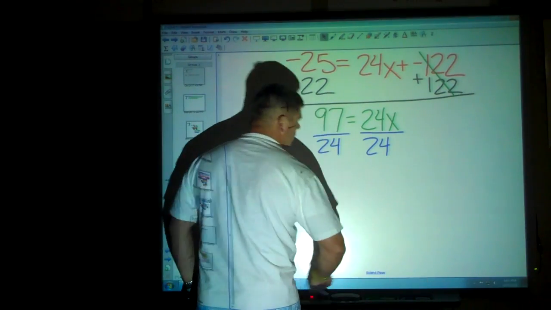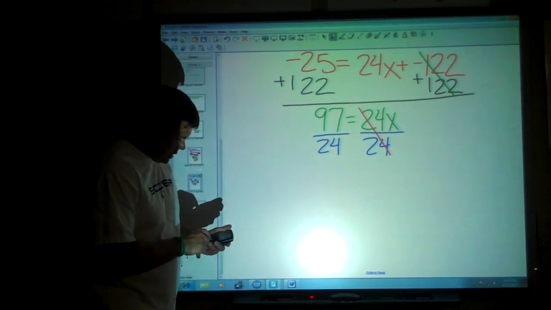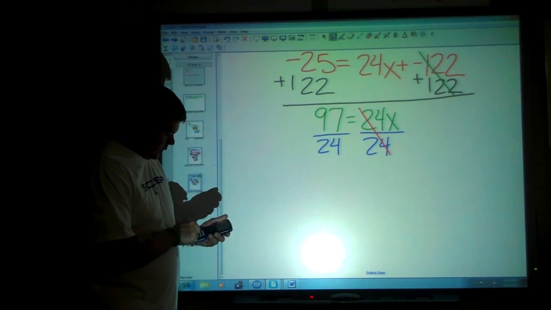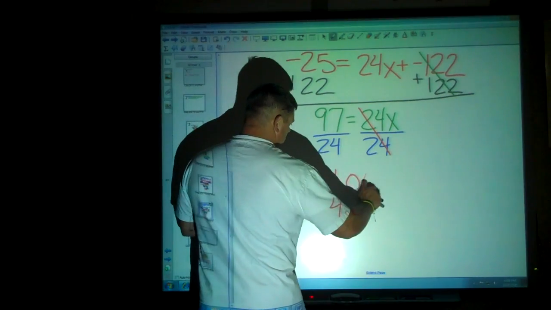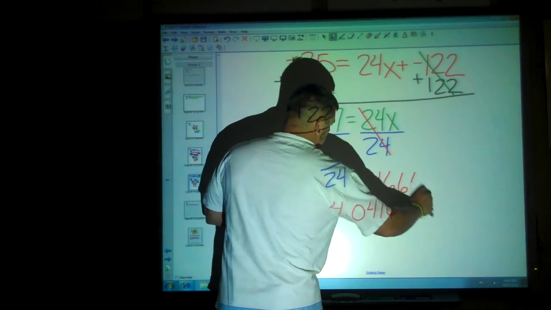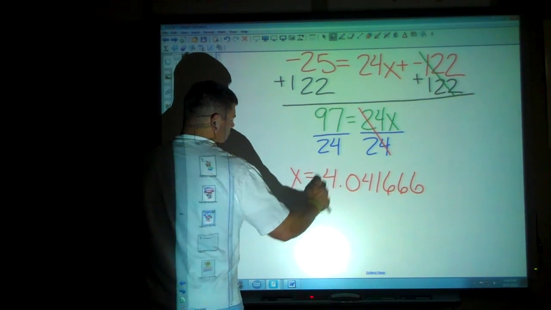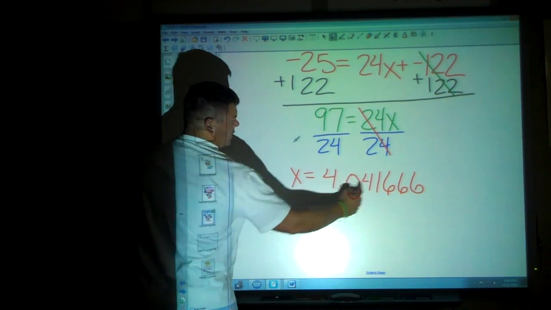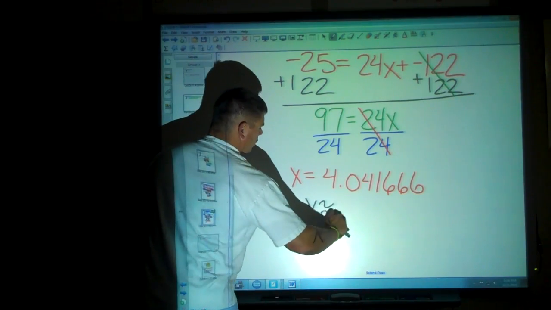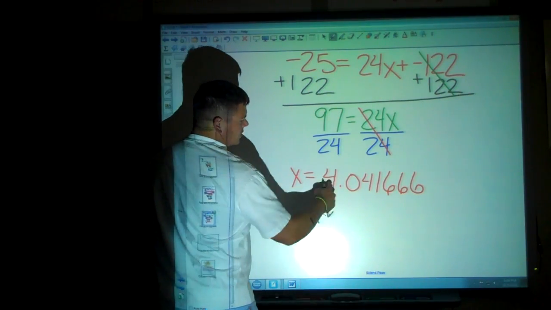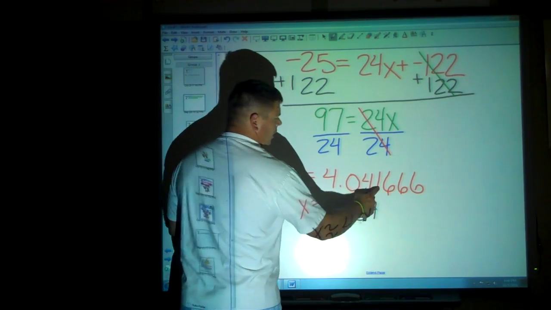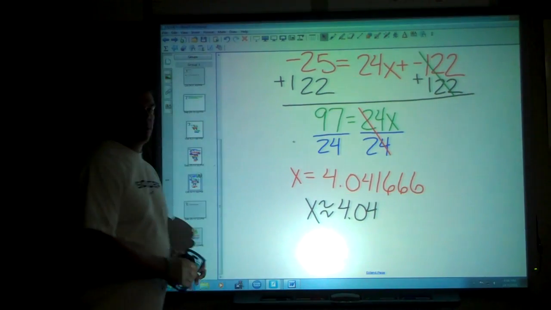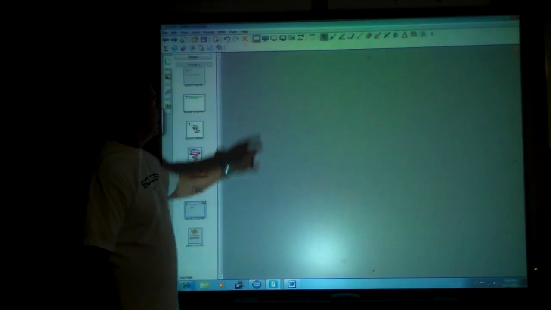And once again, I've got a rounding situation. 97 divided by 24 is 4.041. Which means if I round to the nearest hundredth, it's 4.04. That 1 is not enough to bump the 4 up.